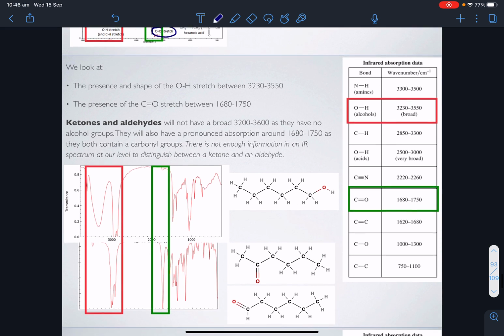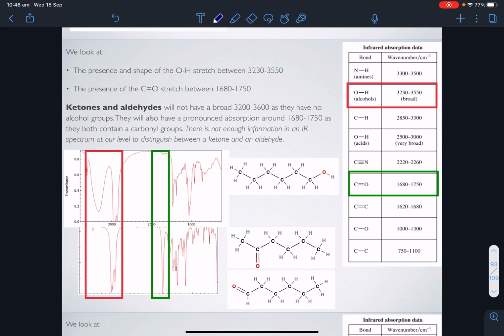Okay. Ketones and aldehydes. All right, here is my alcohol, and here is either a ketone or an aldehyde. I haven't got enough information to tell whether the carbon double bonded to the oxygen is in the middle of the molecule or on the end. IR cannot give me that information, but it can tell me that there's a carbonyl, and you can see that in the green box here, and I've kept the red there.